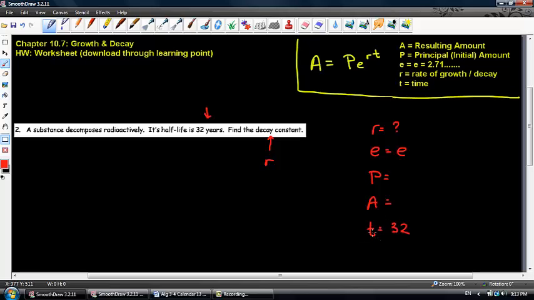Okay, here's the thing with a half-life problem: the initial amount is always going to be double the resulting amount because we're dealing in half-life, right? We're trying to figure out how long it takes for a substance to turn into half of itself. So if the initial amount of radioactive material was, say, 2, then the resulting amount is going to be 1, right? Because 1 is half of 2.